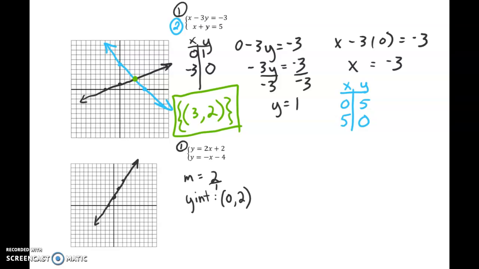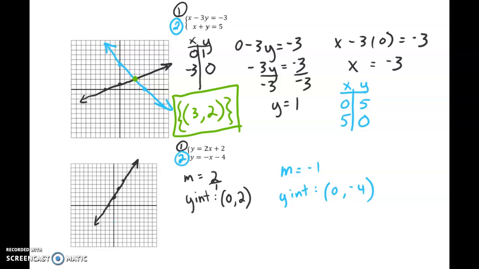All right. Now we're going to do equation 2. And it didn't change colors on equation 2. Now that one has a slope of negative 1 and a y-intercept of 0, negative 4. Remember, it's going to cross the y-axis at that point. That's why it's called the y-intercept. So 0, negative 4 is down here.